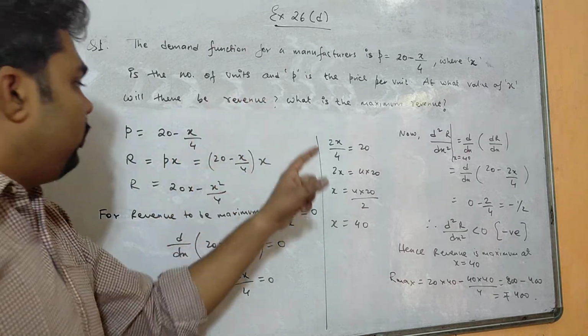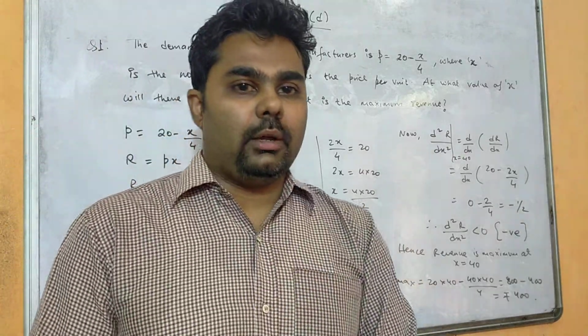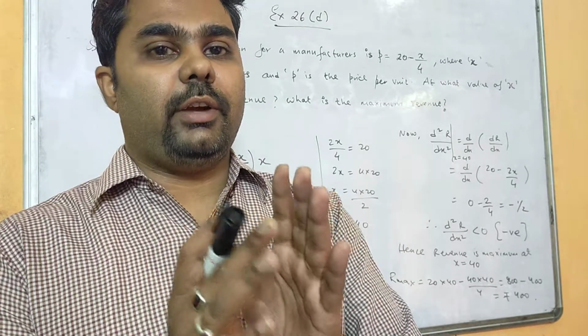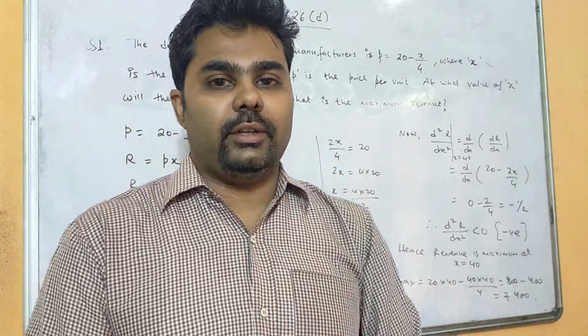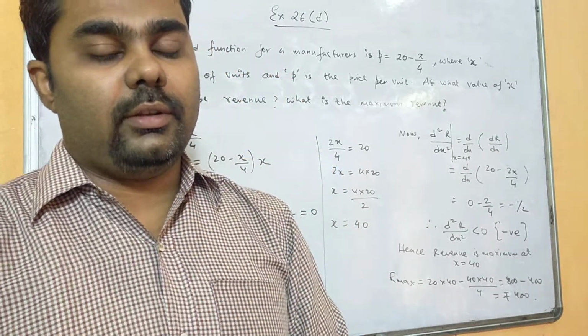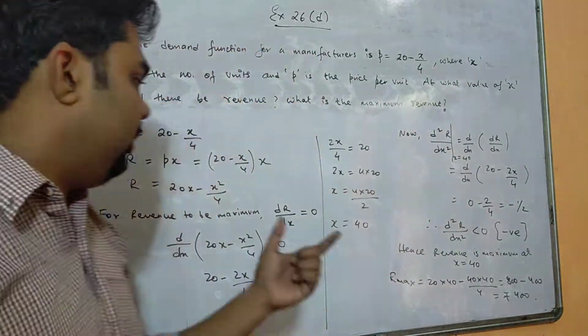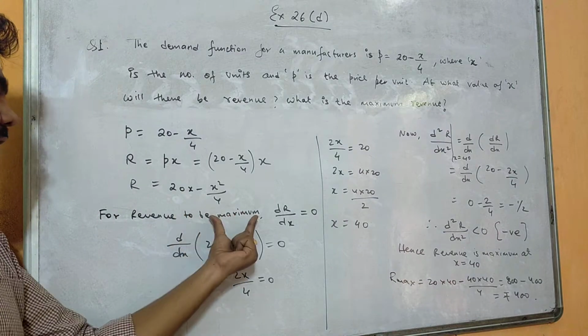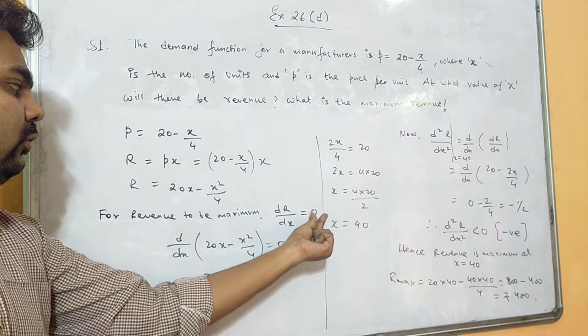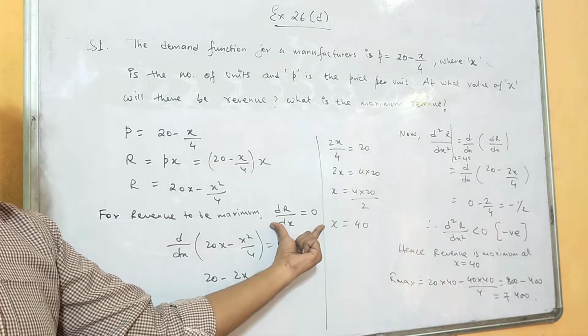Now, for maxima or minima, after finding the revenue function, the first condition is that you have to differentiate this revenue function and equate it to 0. Like, for revenue to be maximum, dR by dx must be equal to 0. This is the first condition we will use.